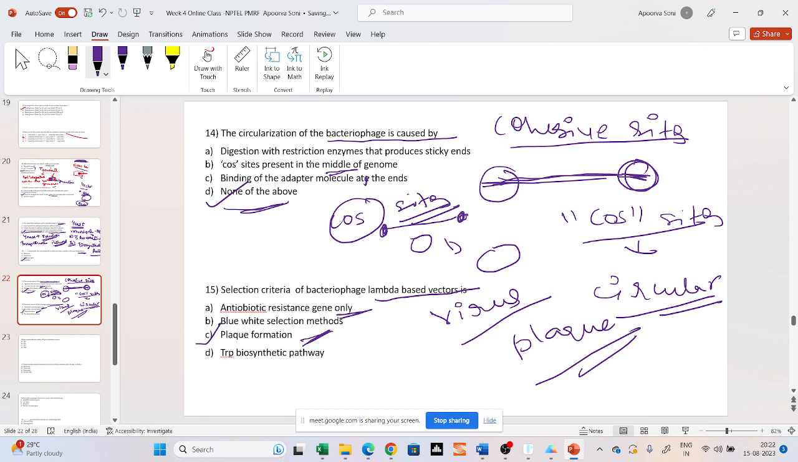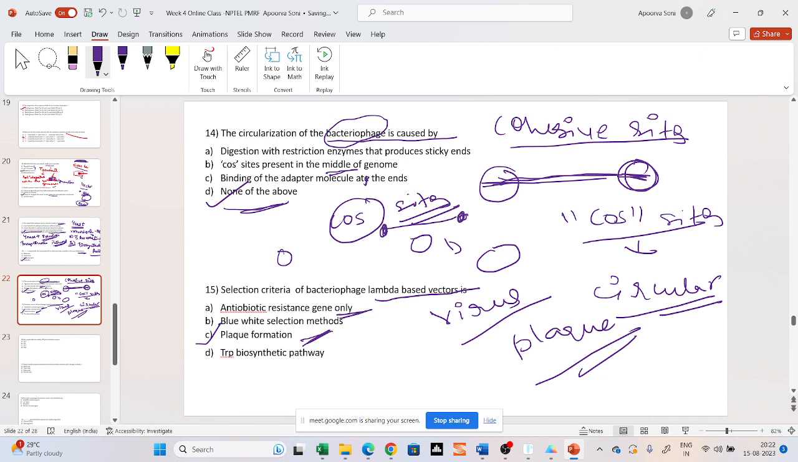Okay. Ma'am, in the previous question, why is option A not correct? Yeah, see, it is not correct because the most distinctive property of bacteriophage is that it has cos sites in the ends which cause the circularization. So digestion with restriction enzymes that produces sticky ends will obviously cause the circularization, but it is not needed in bacteriophage because they already have inbuilt sticky ends.